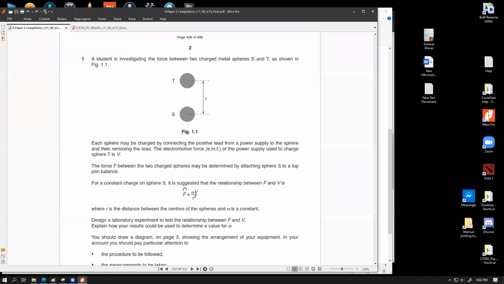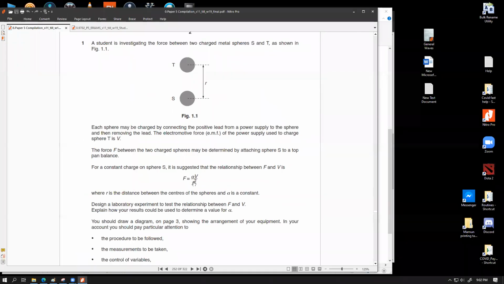What is the equation in our question? The equation gives us that F is proportional to alpha V square divided by r square. V in this case is our independent variable, F is the dependent variable, so the equation is pretty much already arranged for us. So you don't have to do any more arrangement.